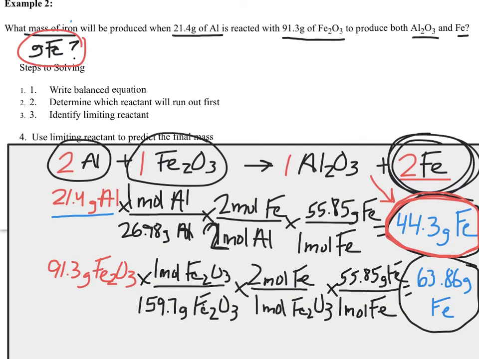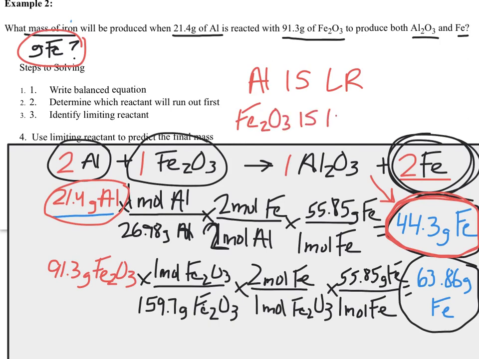So what does that mean? That means over here, aluminum is your limiting reactant, and that means that Fe2O3, or iron 3 oxide, is in excess. We have extra of it. There'll be some left over because after the aluminum reacts, there'll be some leftover Fe2O3 that doesn't get used.